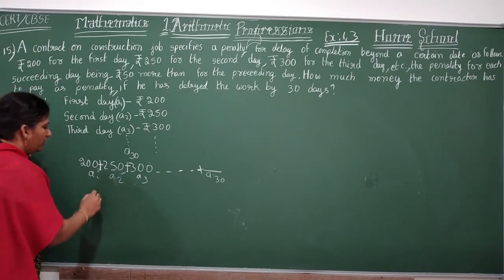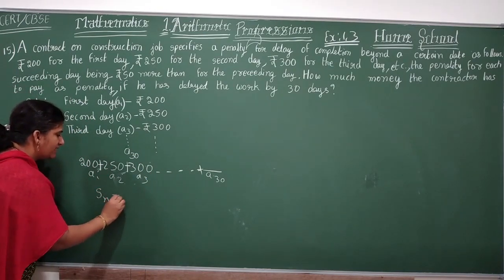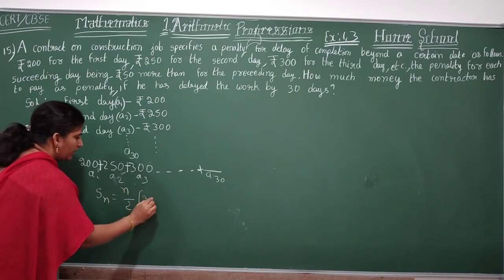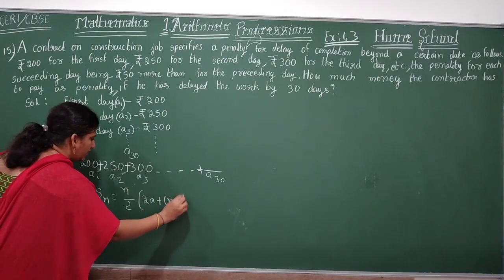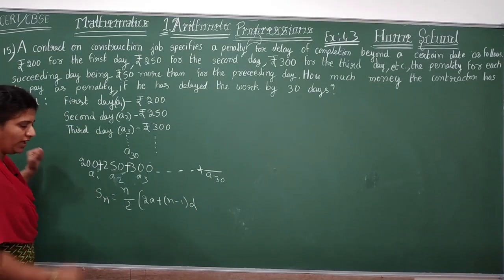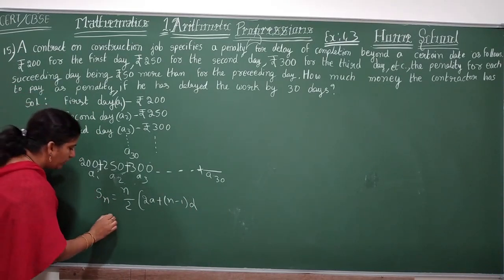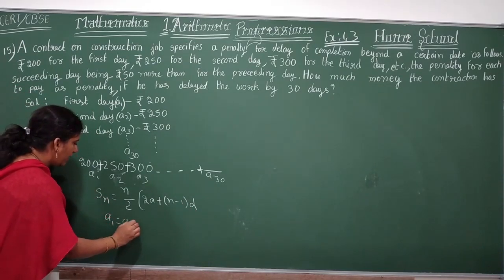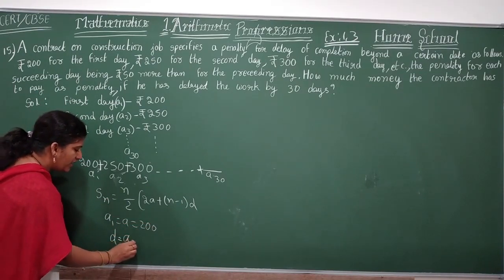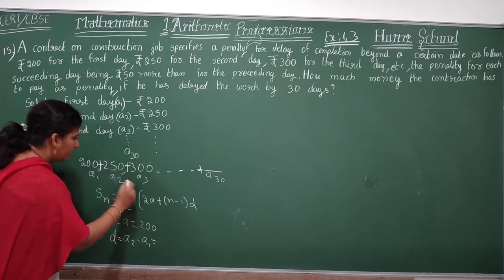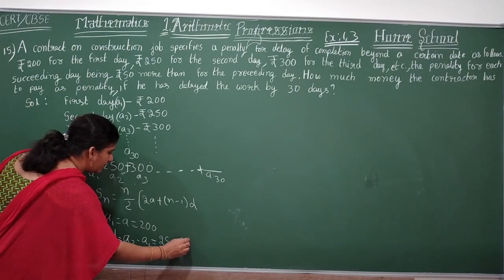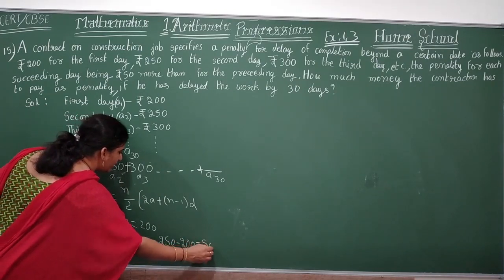What is that SN, children? SN is equal to n by 2 into 2a plus n minus 1 into d. Oh, forgot. Before this, what we need to do? A and d. So let me do here. A1 is equal to a is equal to 200. What is your common difference, children? A2 minus A1. That is 250 minus 200. It will be 50 rupees.